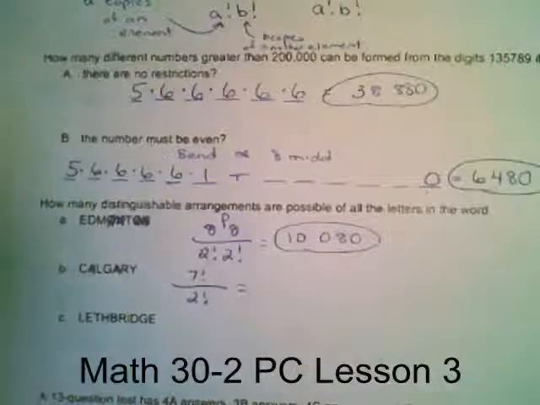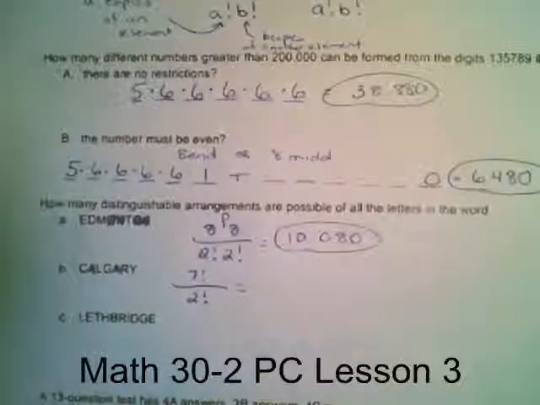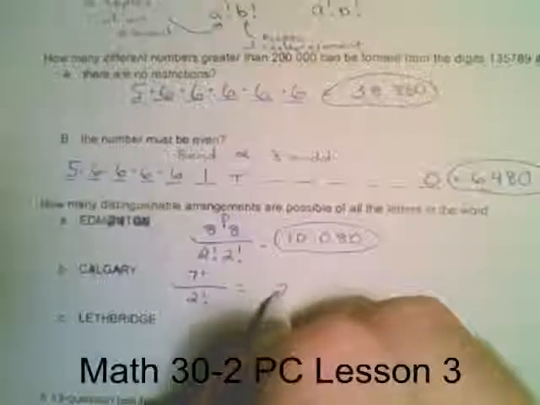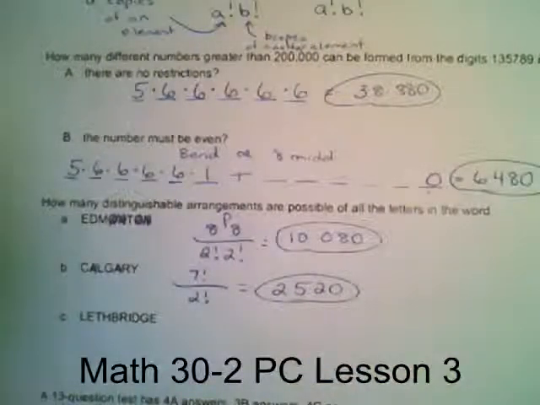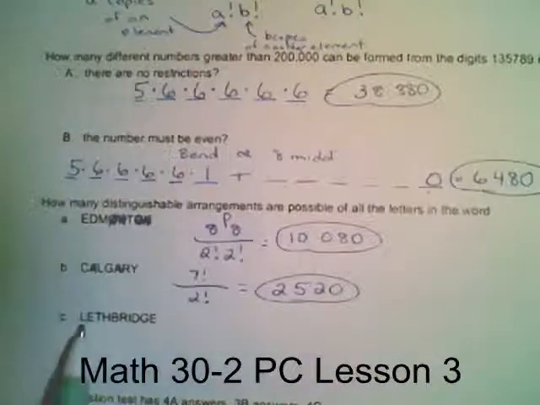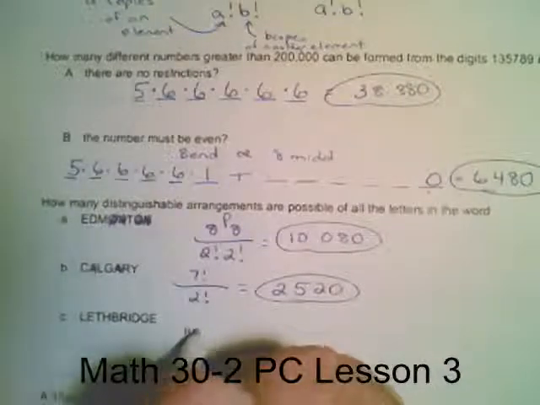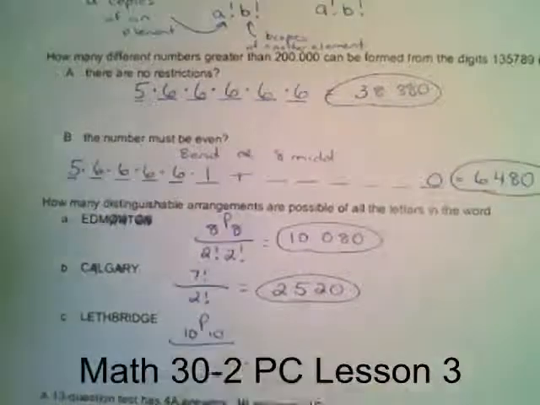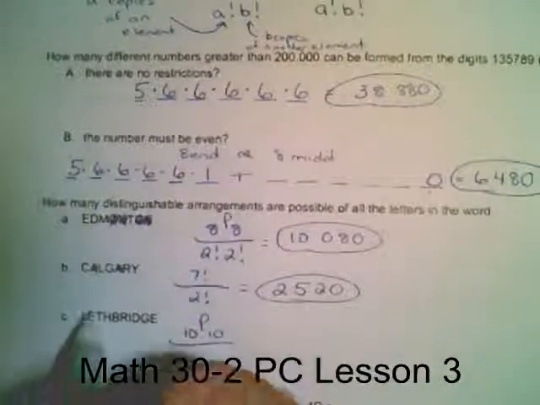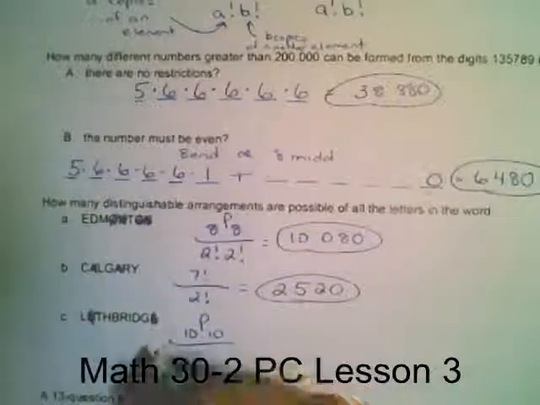When I look at Calgary, there are 7 letters, so I can do 7 pick 7, or this time 7 factorial. Now looking at that, I've got 1, 2 A's, and that's it. So I'm going to divide by 2 factorial there. So I've got 7 factorial divided by 2 factorial, or 7 pick 7 divided by 2 factorial, however you want. And when all is said and done, I'm just doing the math, that is 2,520. So there are 2,520 distinguishable arrangements of the letters of the word Calgary.